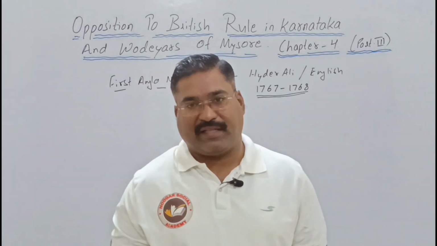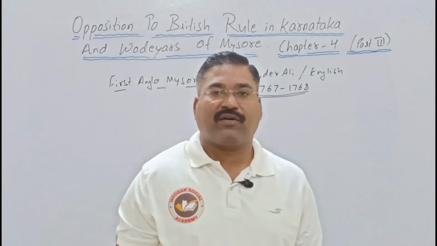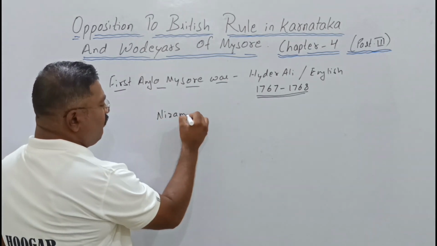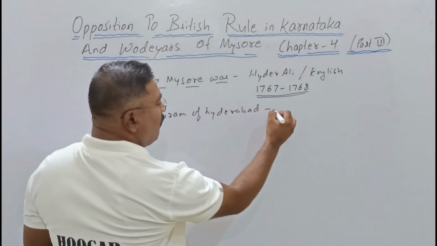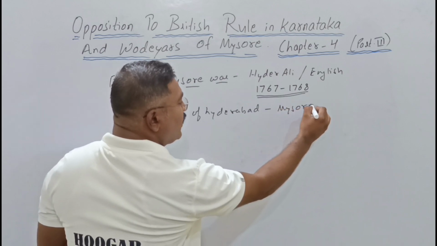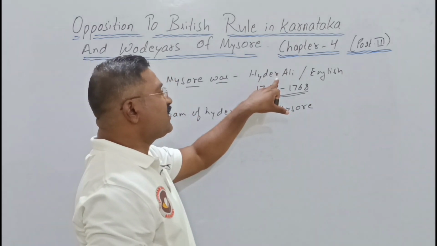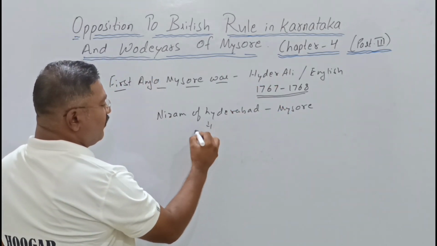How does it begin? The Nizam of Hyderabad attacked the place called Mysore, but could not defeat the ruler Hyder Ali. That too, with the help of whom? With the help of the English.